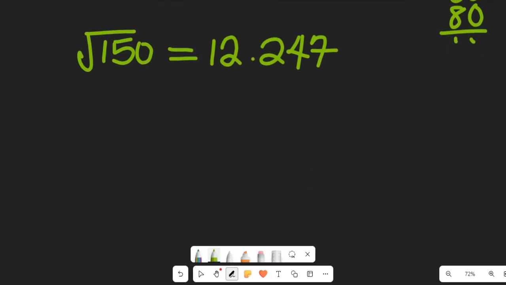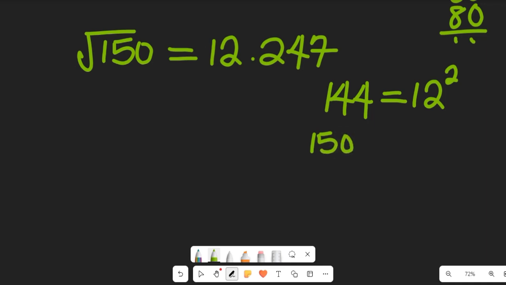The first thing you need to do is look for a perfect square that is close to 150. Above 150, we have 144, right? 144 is close to 150, and 144 is 12 squared, right? Good. So 150 minus 144 is going to give us the value 6. So 6 is not too large, so we can use that.